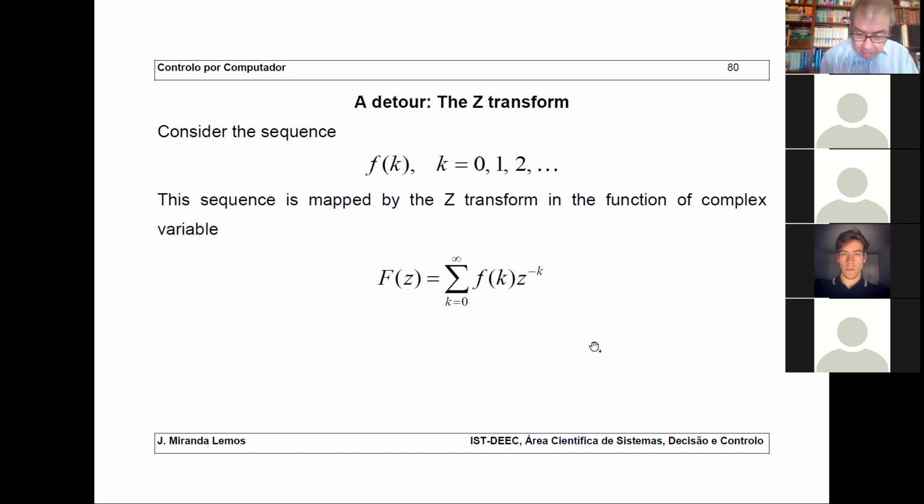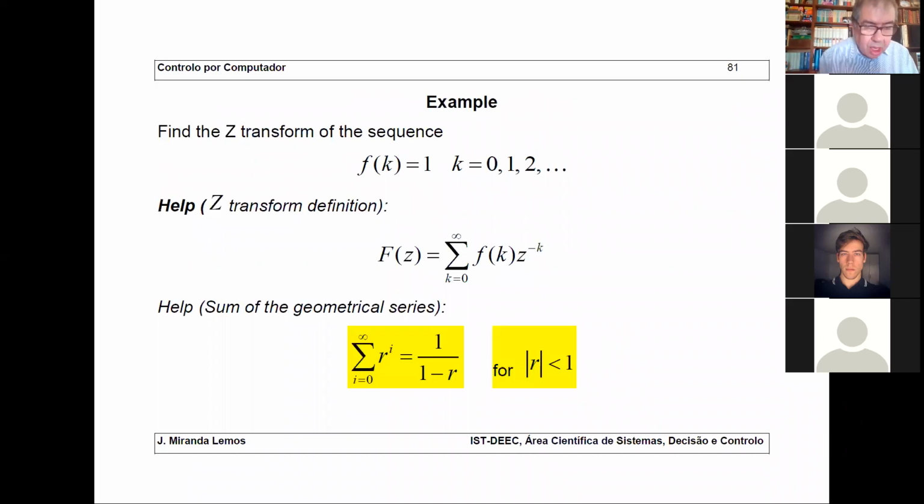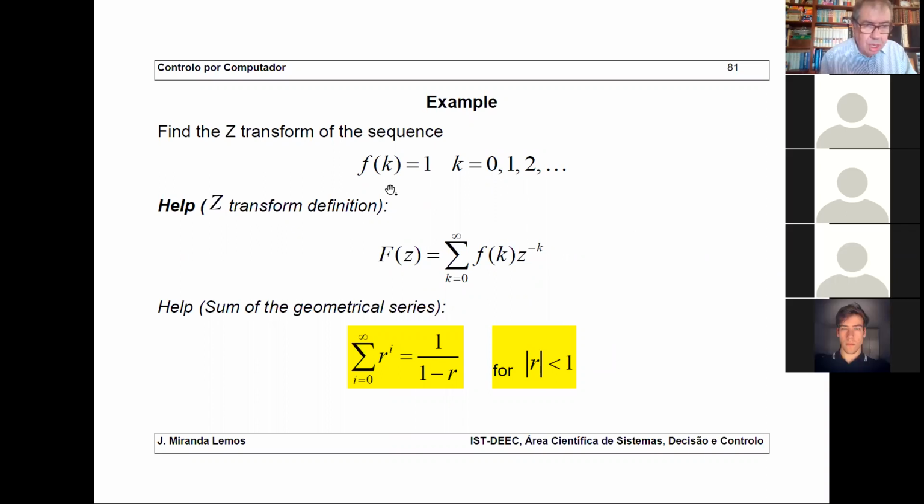Okay, but let's forget about it. Okay, so let's give some examples. Two examples that are quite important in what follows. So suppose that your f of k is just 1, it's a constant function. Okay, that's our notion of step. And I want to compute the F of z, so I use the definition.